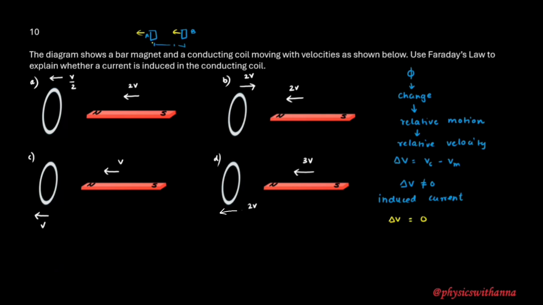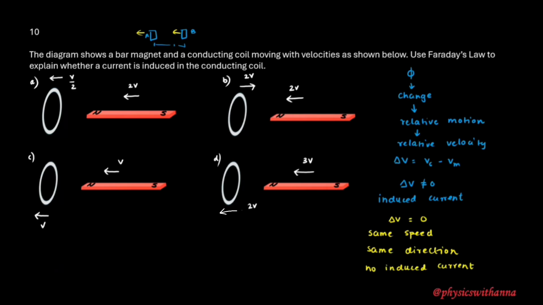And if the distance between them remains the same, there is no change in magnetic flux. There can be a change in magnetic flux if the magnet was moved closer to the coil or taken away from it. But if they both move with the same speed in the same direction, the distance between them remains the same, and there is no change in magnetic flux. So in this situation, there will be no induced current. We know that delta V is 0 only when the magnet and the coil have the same speed and are both moving in the same direction. This criterion must be met for there to be no induced current.